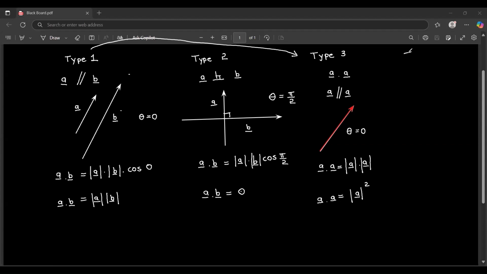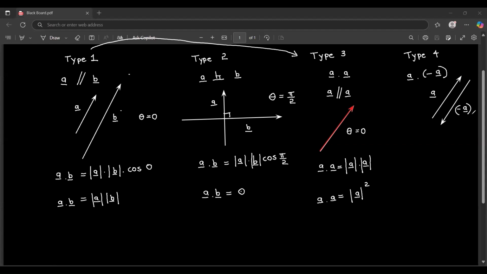Let's talk about type 4 now. What if I use the dot product operation on A and negative A? Well, in that case, even though they are parallel to each other, they are not in the same direction, they are in the opposite direction. So it should look something like this. If I have A here, negative A should look like this.